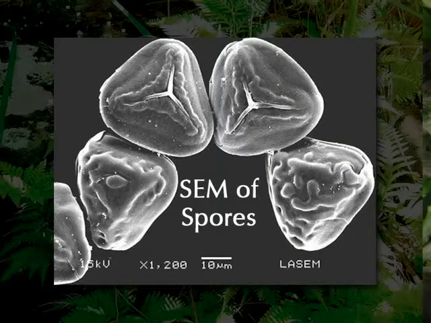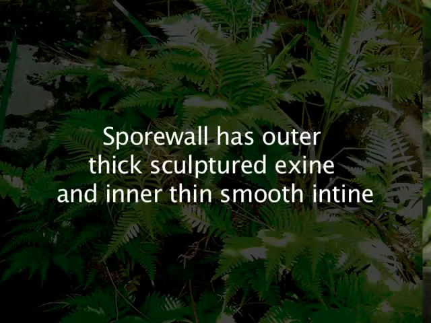The spores are carried away by wind and remain viable for a longer period. The spores are reddish brown and triangular and have a clear triradiate mark known as trilete on their surface. Spore wall has an outer thick sculptured exine, that is exospore, and an inner thin smooth intine or endospore. It is uninucleate and unicellular.